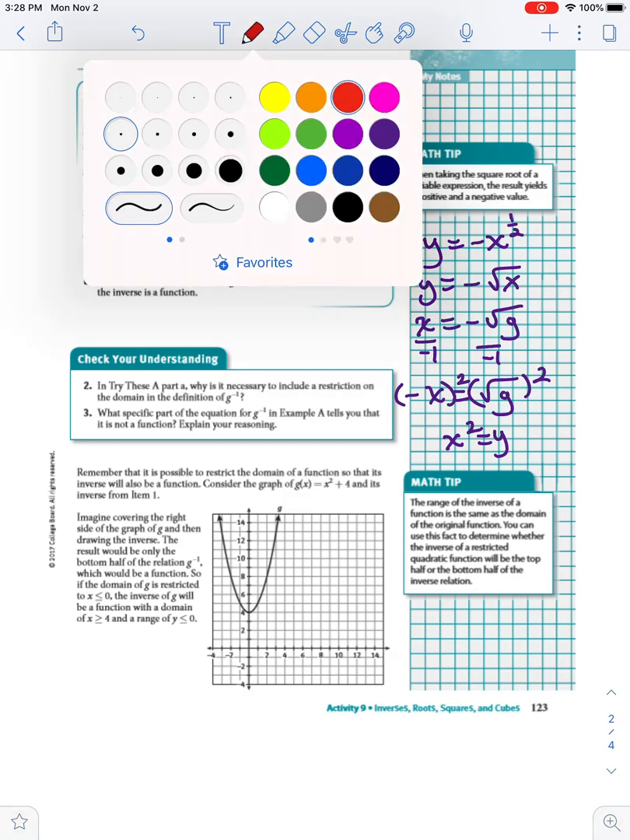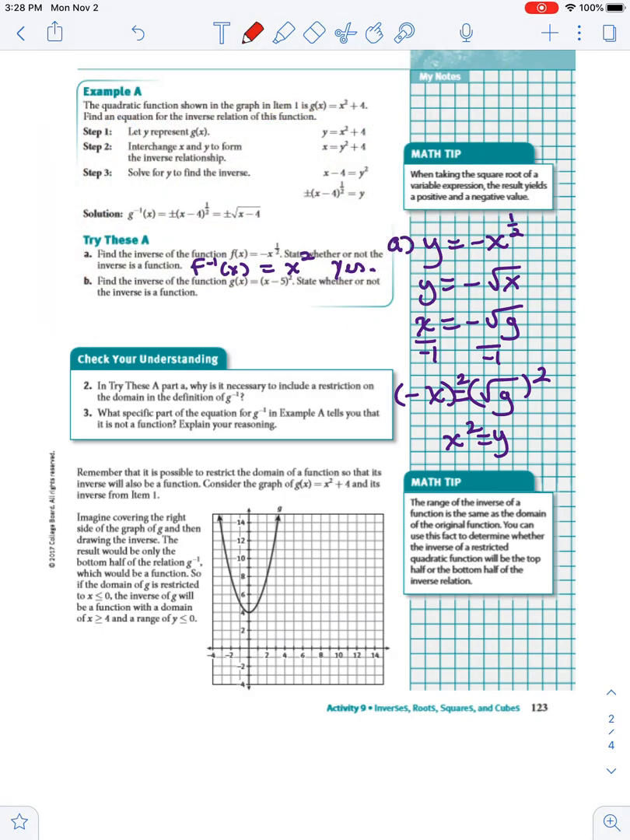Okay. But in part B, we're going to work backwards now. In part B, it says find the inverse of a quadratic function. So if I have y equals (x minus 5) quantity squared, and I switch x and y, so I have x equals (y minus 5) quantity squared. I'll need to take the square root of both sides.